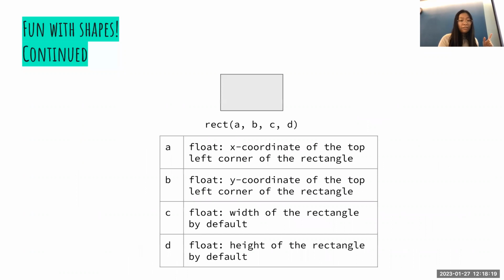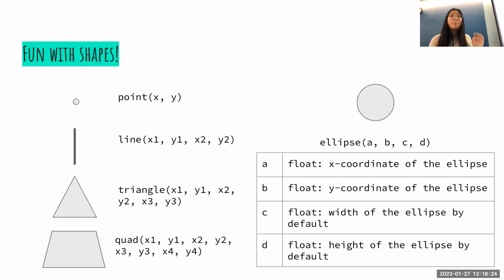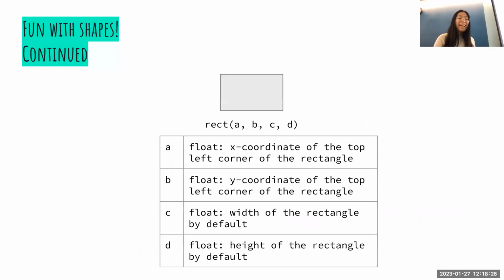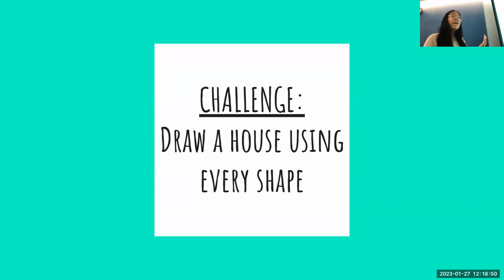There is a rectangle function, so don't be alarmed. You don't have to name every single point for a quad. So here's a rectangle. And it's very similar to the ellipse, wherein you have the X, Y coordinate of the top left corner of your rectangle. And then you have the width and height of your rectangle. So these are some basic shapes that you can use to create your canvas. So I have a challenge for you all.